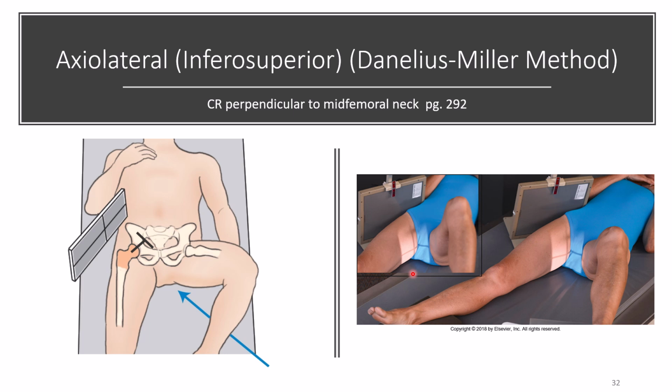So an axial lateral inferosuperior projection, or the Danelius-Miller method, is a cross-table lateral of the proximal femur or the hip. So this is done for trauma situations. You can see in this picture, both of these are on page 292. So you are at a 40-inch SID. Ideally, you are 10 by 12. To us, it looks landscape, but it's actually portrait to the patient. So it's portrait to the long axis of their femur.